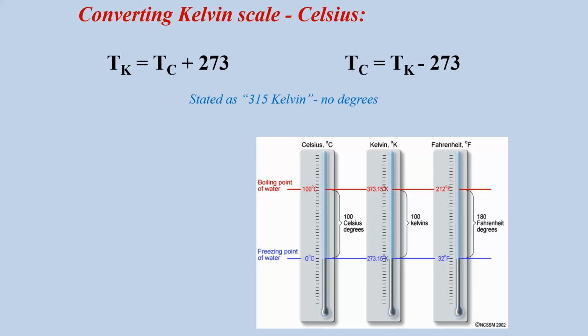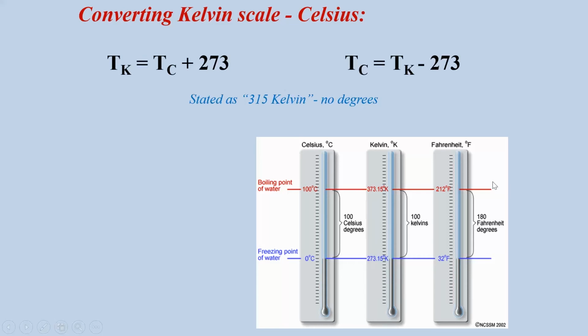So we have this little formula, which is also written in your notes, that says the temperature in Kelvin is equal to the temperature in Celsius plus 273. And you can just move this equation around to figure out that the temperature in Celsius is the temperature in Kelvin minus 273.